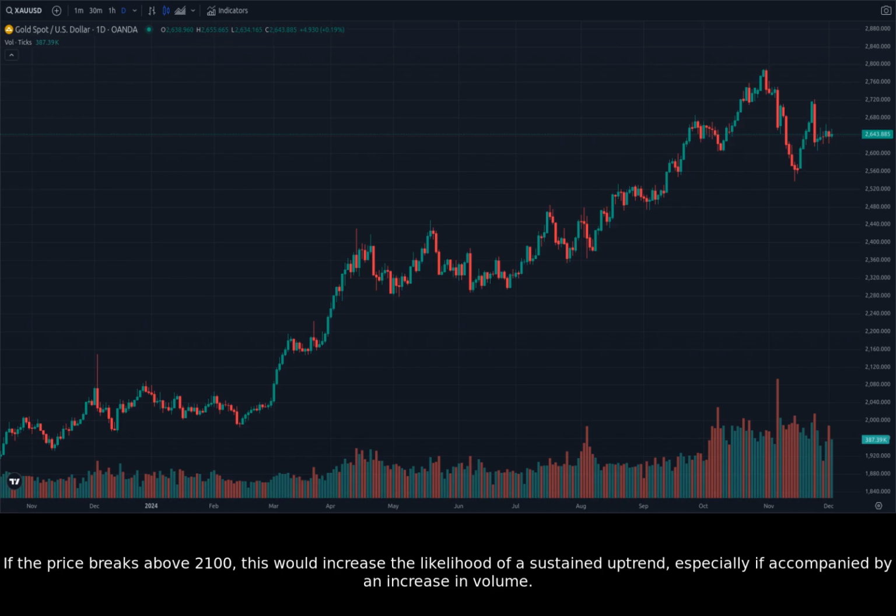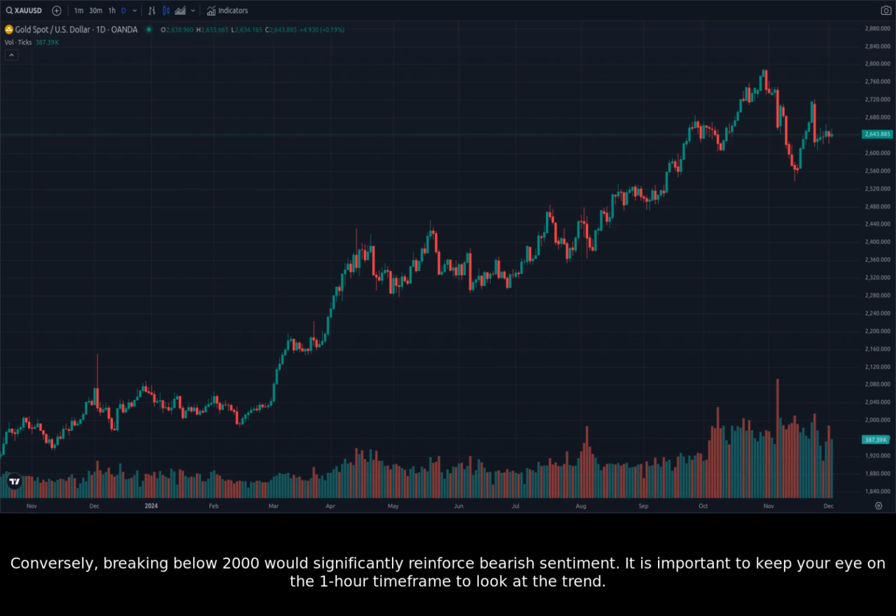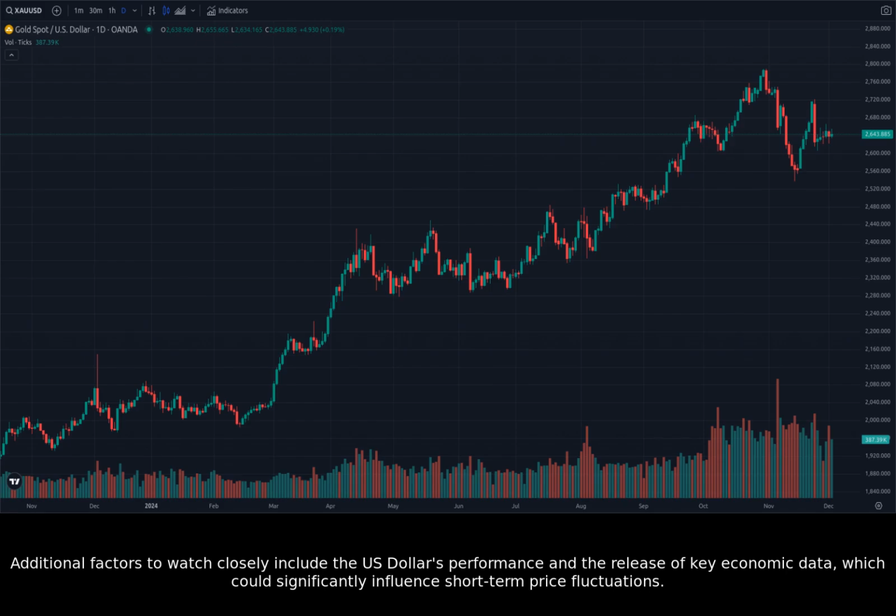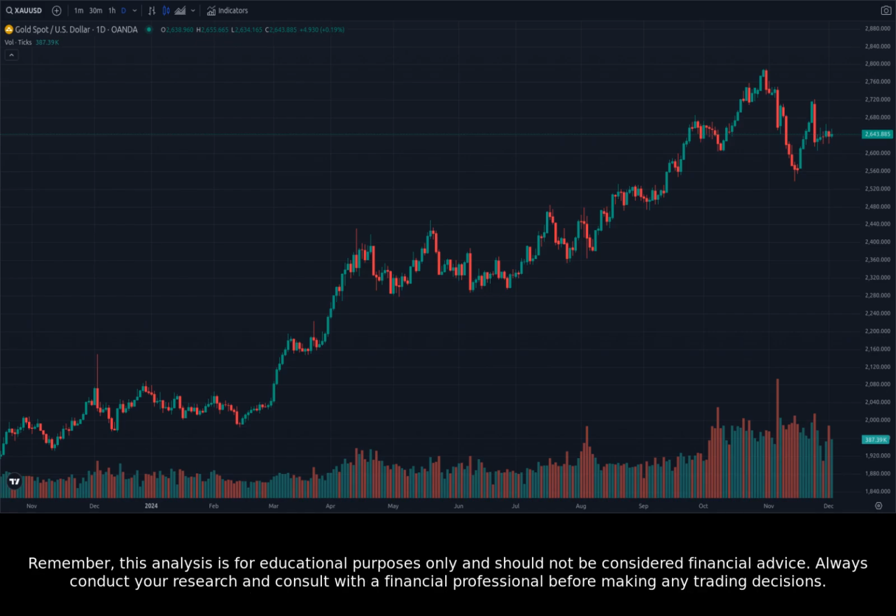If the price breaks above 2,100, this would increase the likelihood of a sustained uptrend, especially if accompanied by an increase in volume. Conversely, breaking below 2,000 would significantly reinforce bearish sentiment. It is important to keep your eye on the 1-hour time frame to look at the trend. Additional factors to watch closely include the US dollar's performance and the release of key economic data, which could significantly influence short-term price fluctuations. Remember, this analysis is for educational purposes only and should not be considered financial advice.